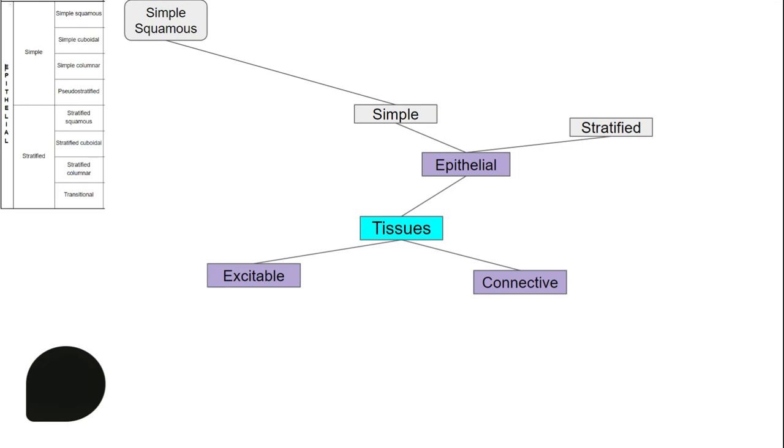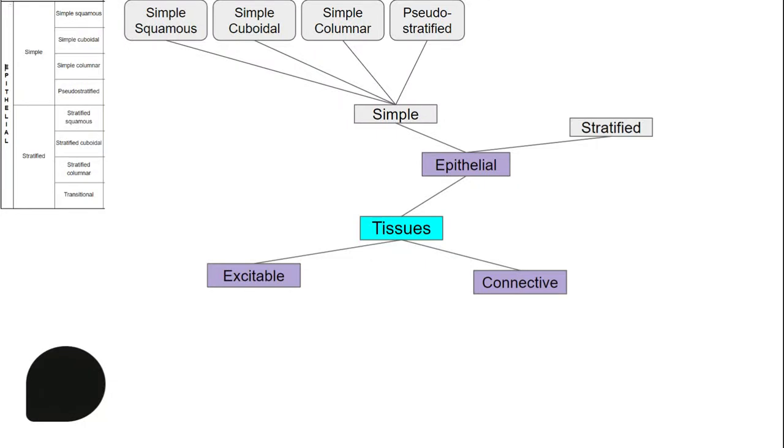So simple squamous, one cell layer thick, scale-shaped, so very thin, flat, wide cells, good for diffusion. We have simple cuboidal, one cell layer thick, cube-shaped, right? So they're about as tall as they are wide. Simple columnar, one cell layer thick. They look like columns, so they're taller than they are wide.